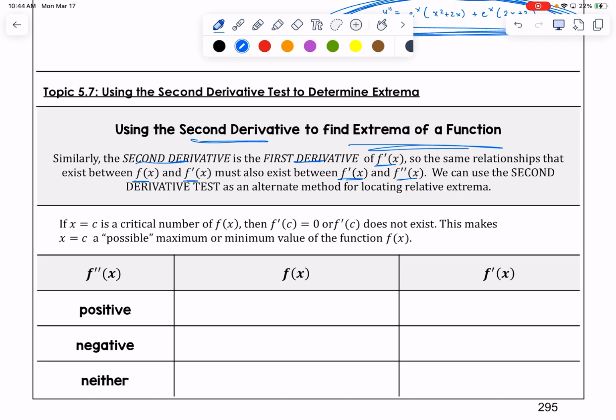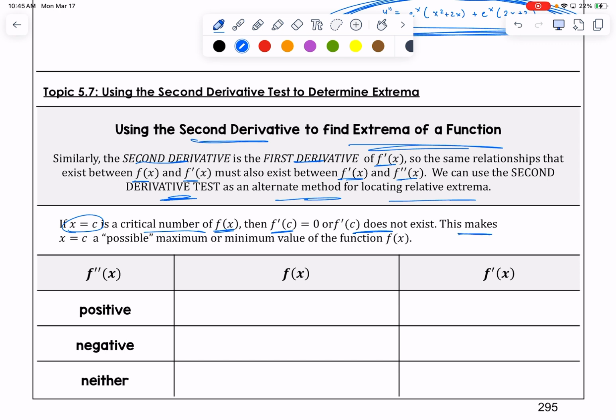So we can use the second derivative test as an alternate method for locating extrema, and they're going to force your hand twice on the exam to do this. And the way they're going to do this is they're not going to give you equations. They're just going to give you sign analysis, and they're going to give you critical values for the first derivative. So they said if x equals c is a critical value for f of x, in other words, it's where f prime of x equals 0 or undefined. So we know the critical values for the first derivative. Somehow, I know where the first derivative equals 0 or undefined. I don't know how, but I know.